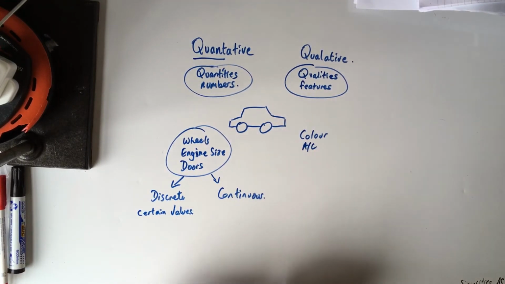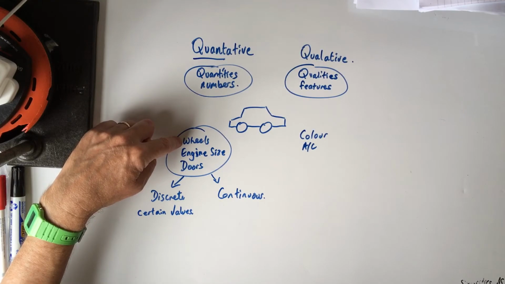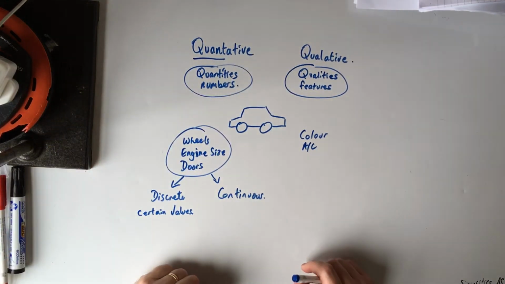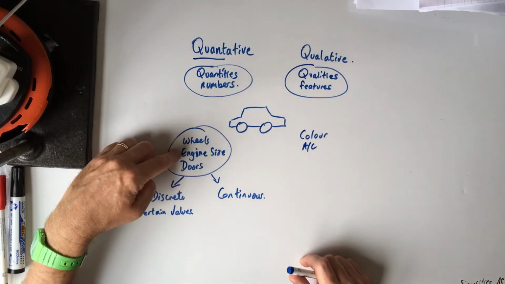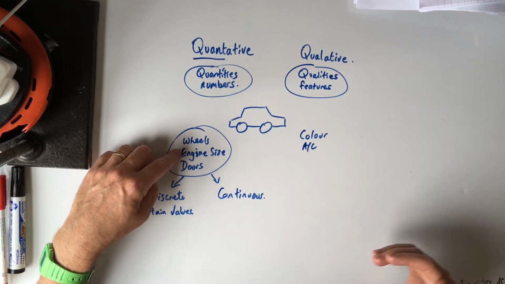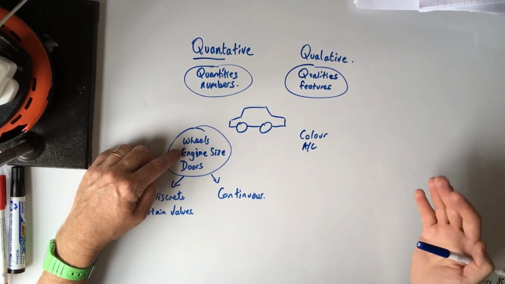In other words, 1, 2, 3, 4. It can only have 4 wheels, or 3 wheels. It can't have 3.2 wheels. It can't take any value. Okay. The engine size would be discrete because it can only be a certain size, can't it? Either 1 litre or 1.1 litre or 1.2 litre.